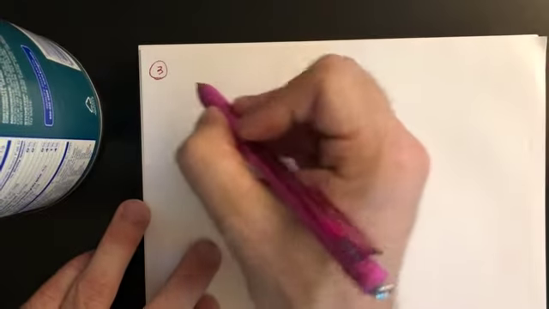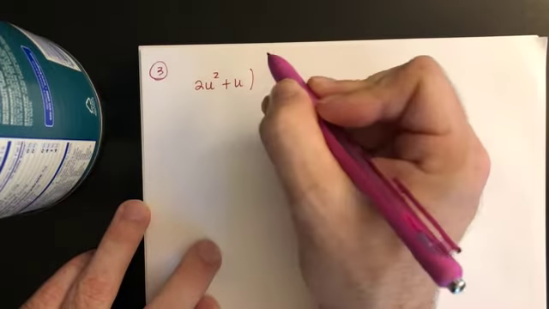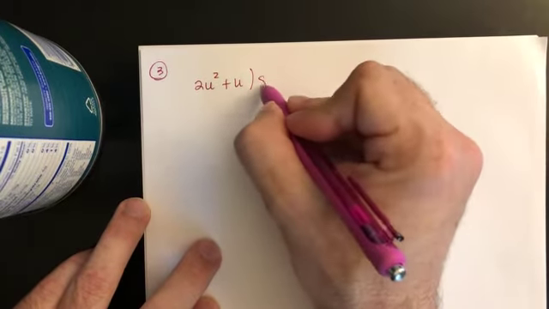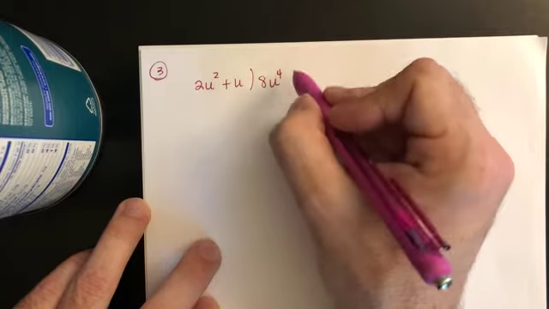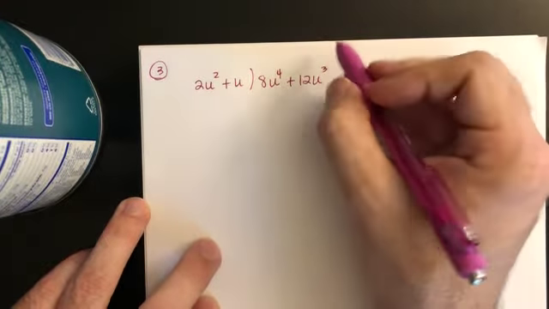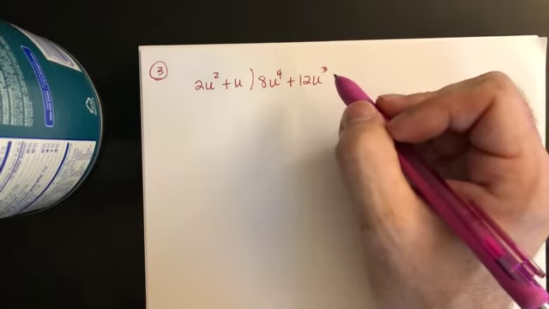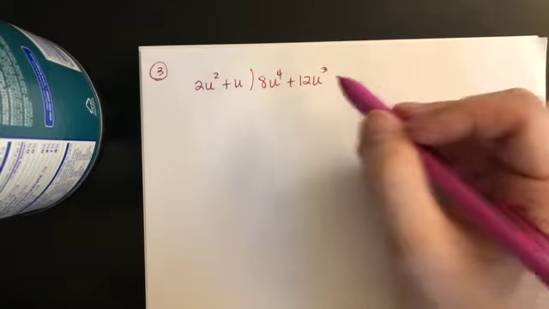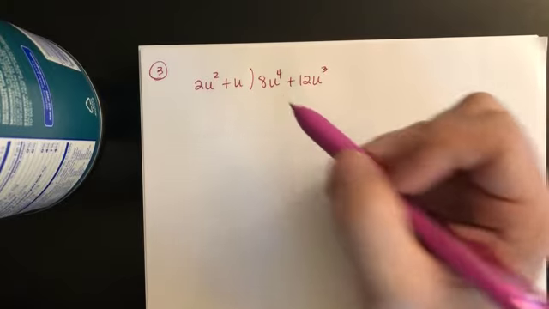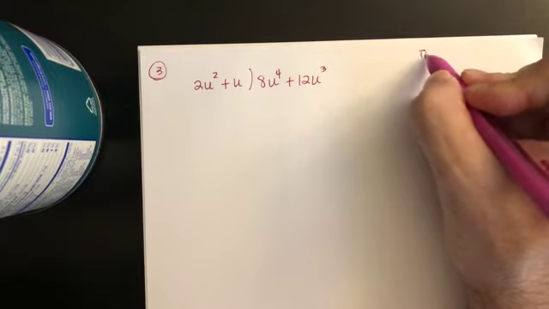Number 3. We have 2u squared plus u. And if you don't like the letter u, you can change it to x. Just be careful that when you're answering the question, you're not putting in x instead of u. But anyway, so here's the thing. There was a couple of tips in your notes. There were 2 tips.